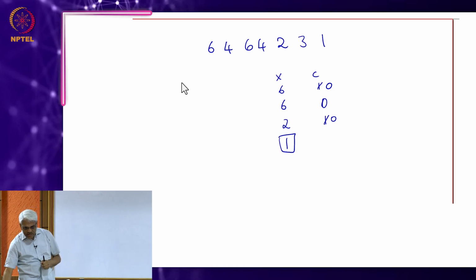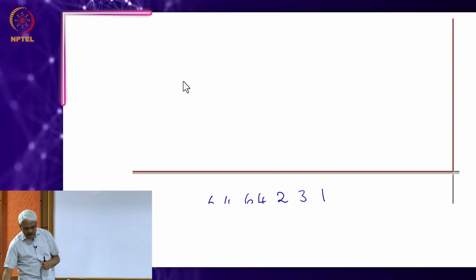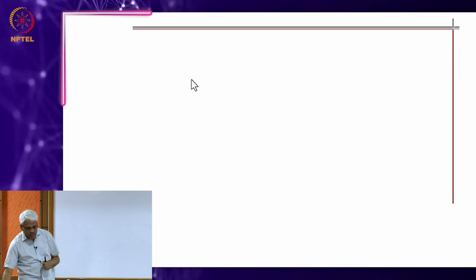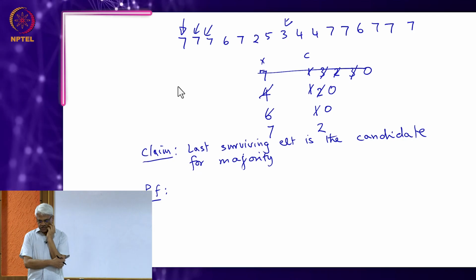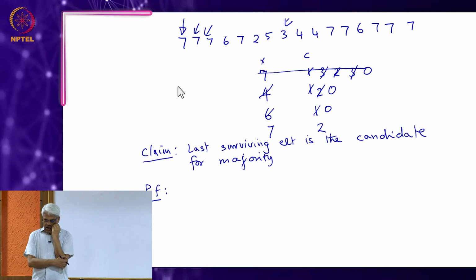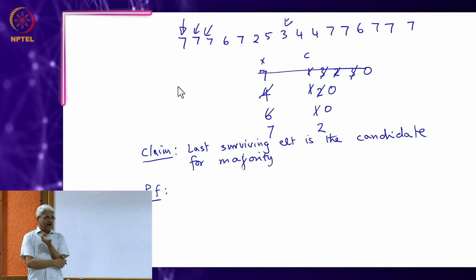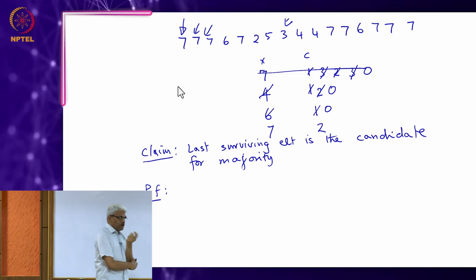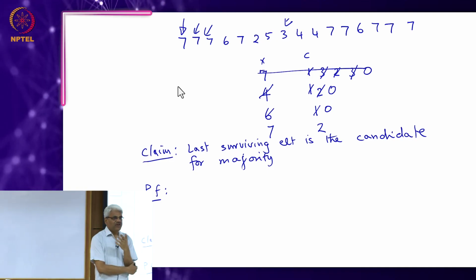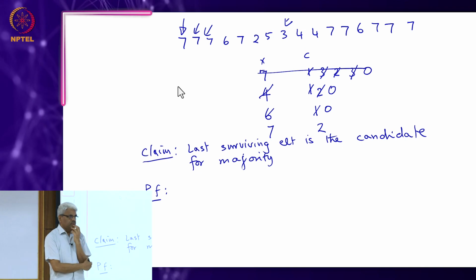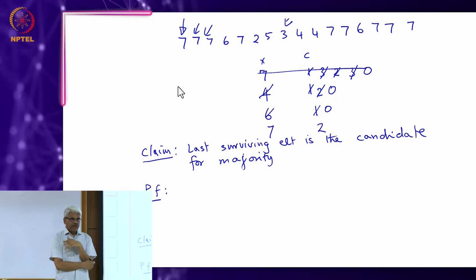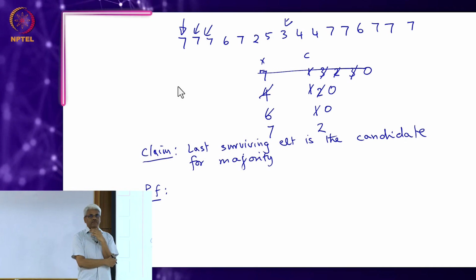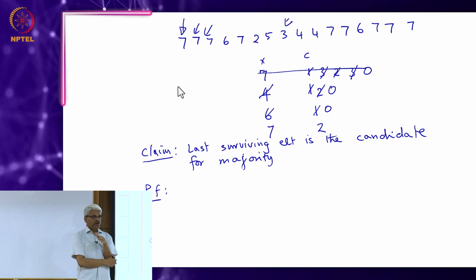So let's try and prove this. It has a fairly easy proof. So all I want to say is that every other element is not possible, its frequency is less than n by 2. Okay? They cannot be majority. Every other element has frequency less than n by 2.